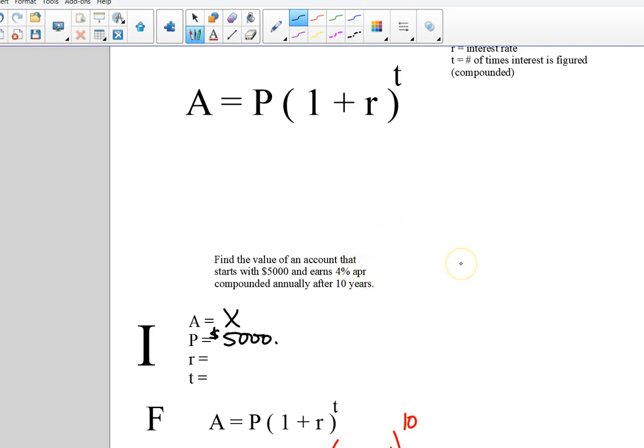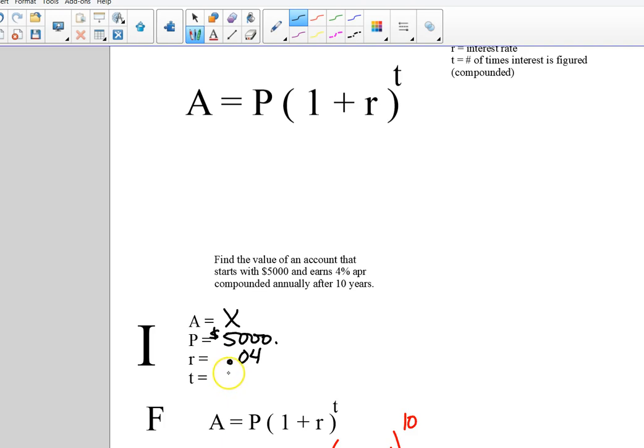APR is annual percentage rate. You might hear it on a car commercial where the really fast talker at the end says 2.9% APR. That's annual percentage rate. So a typical rate is an APR, a per year rate, compounded annually. That means every year we're going to figure out how much money we're going to earn. So every year we're going to earn 4%.